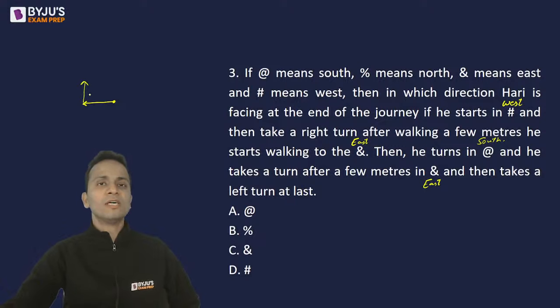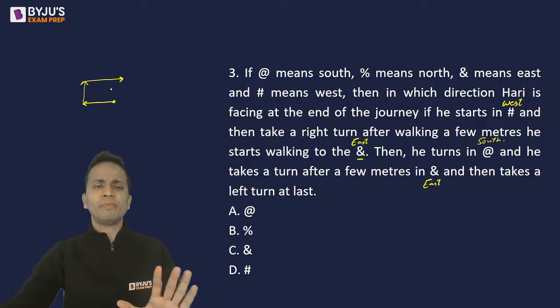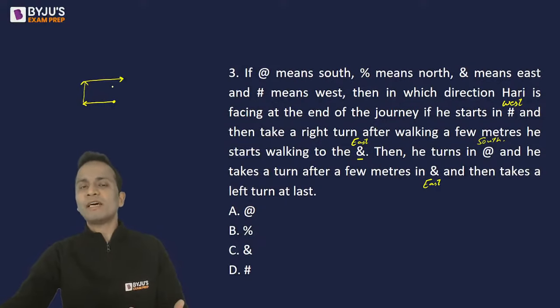Now since distances are not given, we'll just keep track of the direction. Okay, and after walking a few meters he starts walking to the east. So now he will start walking to the east. Again, distance does not make any difference because finally we just have to find out which direction he is facing.